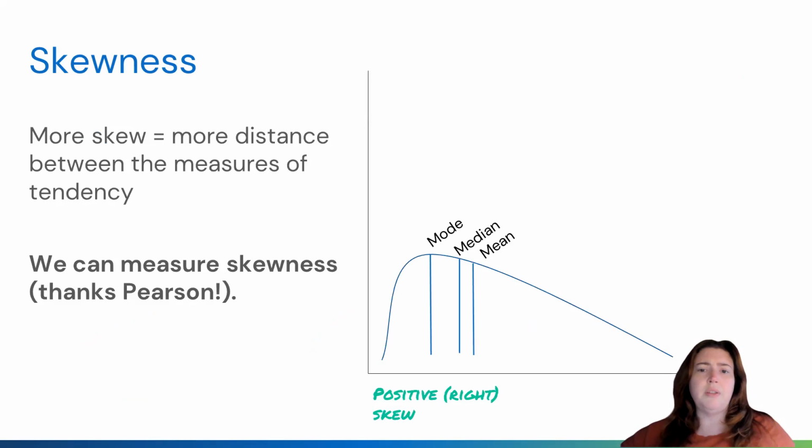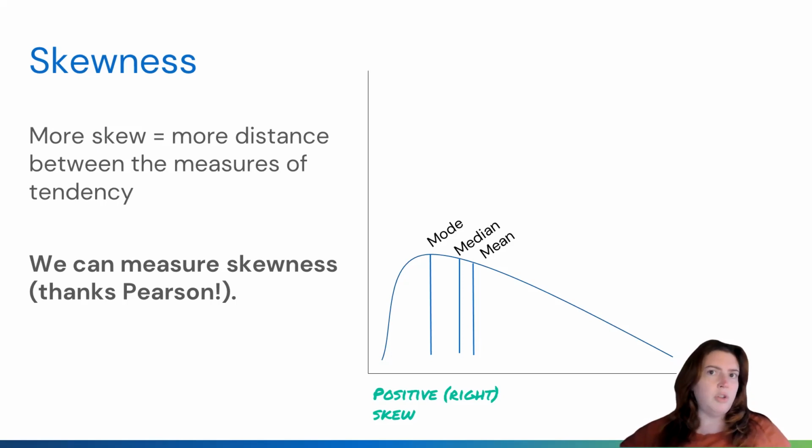A good example of this is that the mode here is over on the left. It's the highest value when you have a positively skewed distribution of data, followed by the median, followed by the mean. But on the other side, in a negative or left skewed data distribution, my mean would actually be on top. So more skew means there's more distance between the measures of tendency as well. That can really change things up.